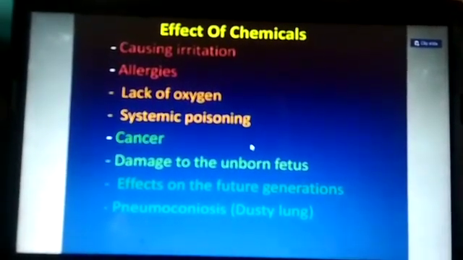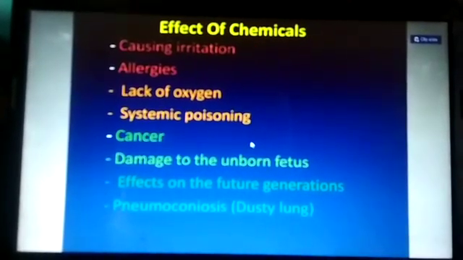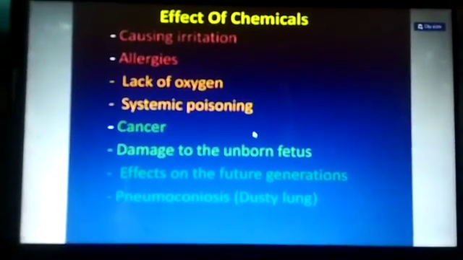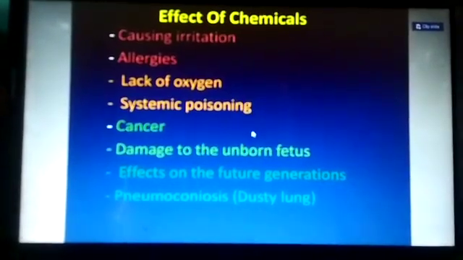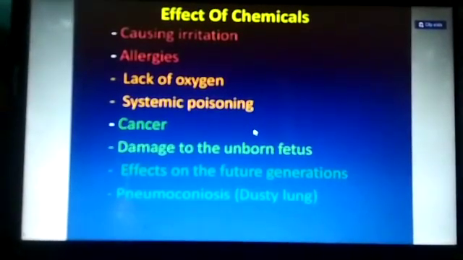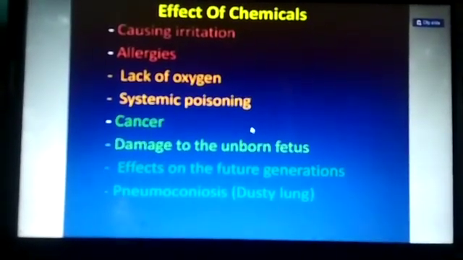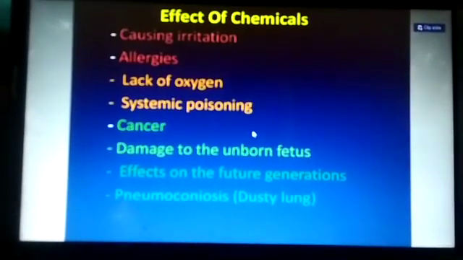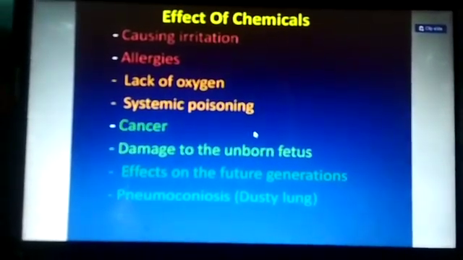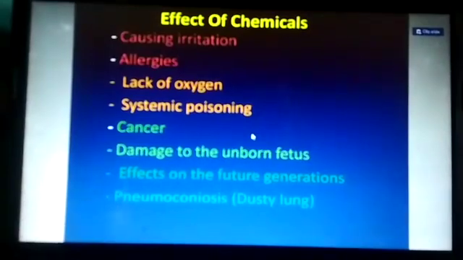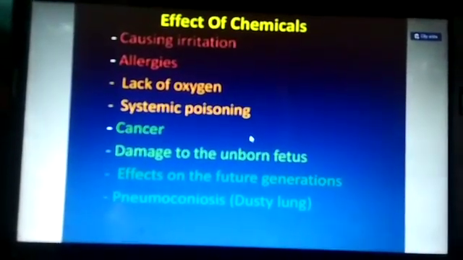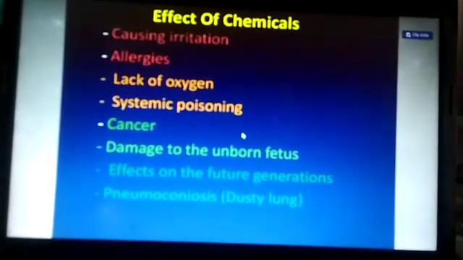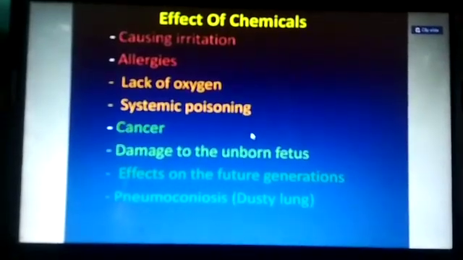Every chemical engineer has to focus on his own health. You have to study how the effects of chemicals will damage the immune system, the body, everything. Everybody has to think about this. So these are the effects related to chemicals.